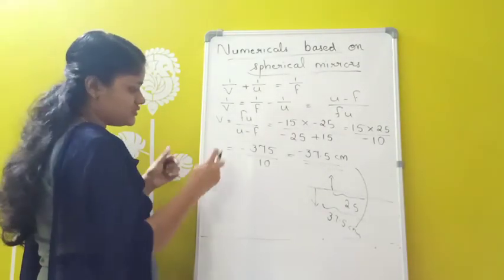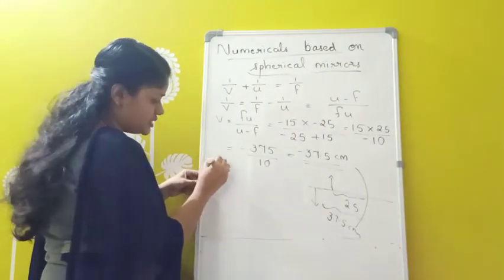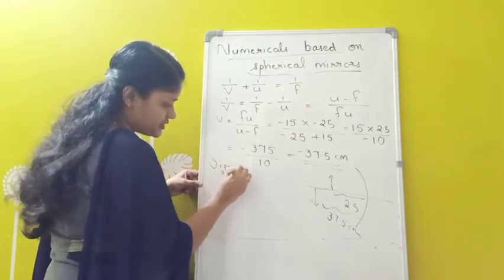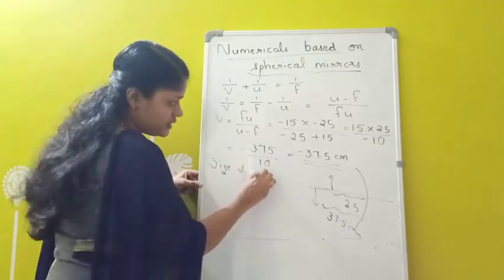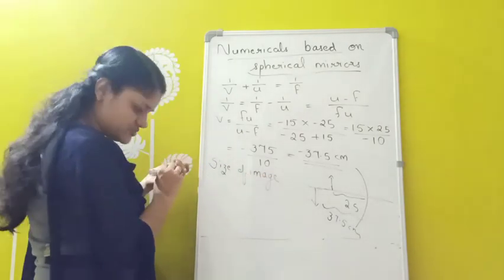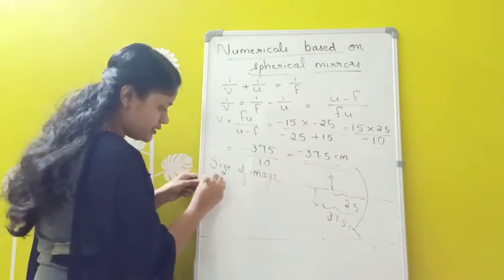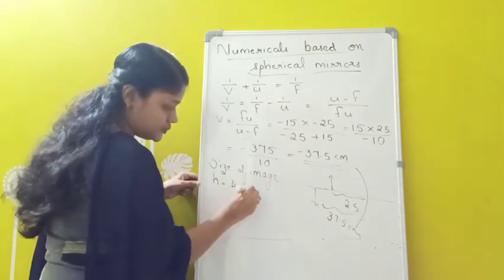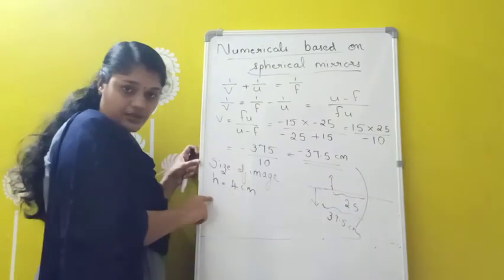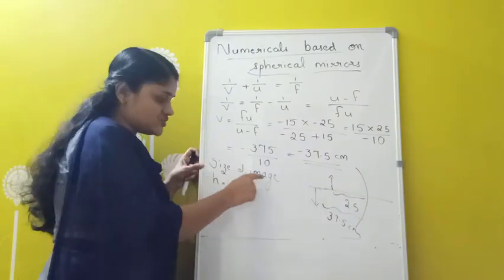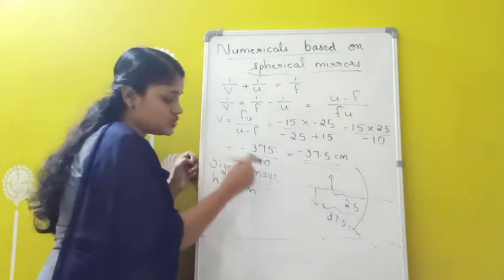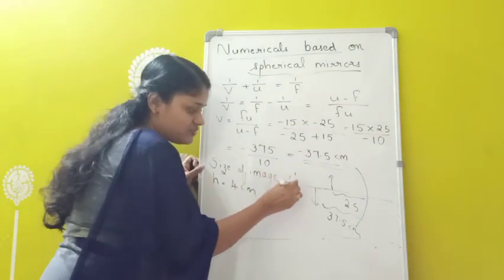Then we have to find which one? The nature and size of the image. So the size of the image we have to find out. Here actually the size of the object was given, h is equal to 4 centimeter. If h is given, and you want the size of the image, you have to find out h dash.